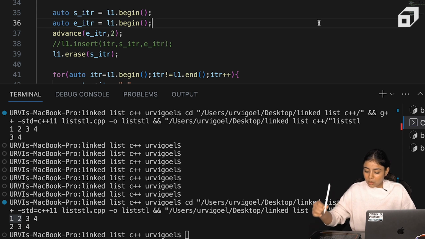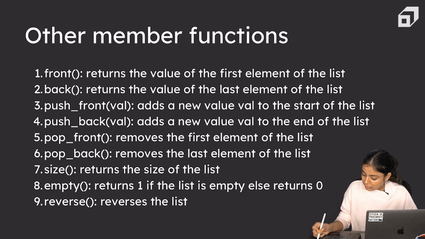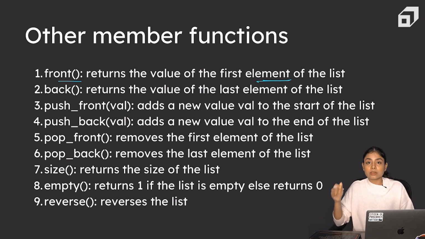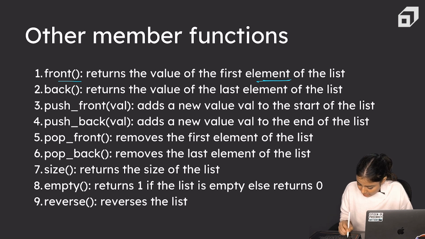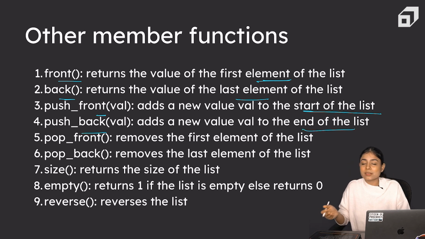And there are a couple of other member functions for list. For example, the front function returns the value of the first element of my list. The back function returns the value of the last element. Push front will add a new value to the start of the list. Push back will add a value to the end of the list. We've seen all of the operations for this.